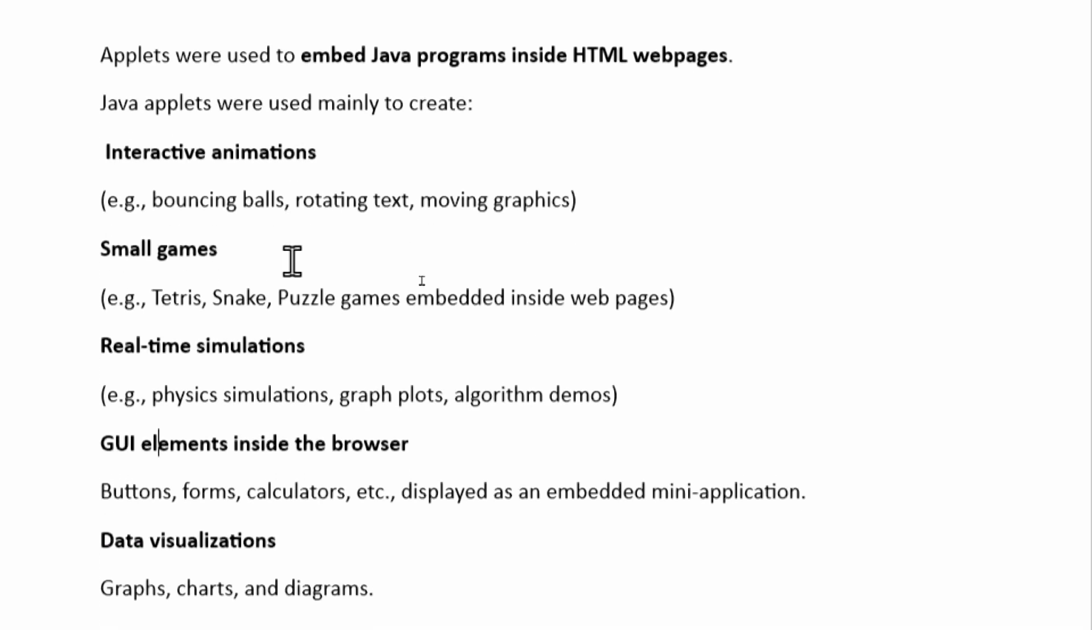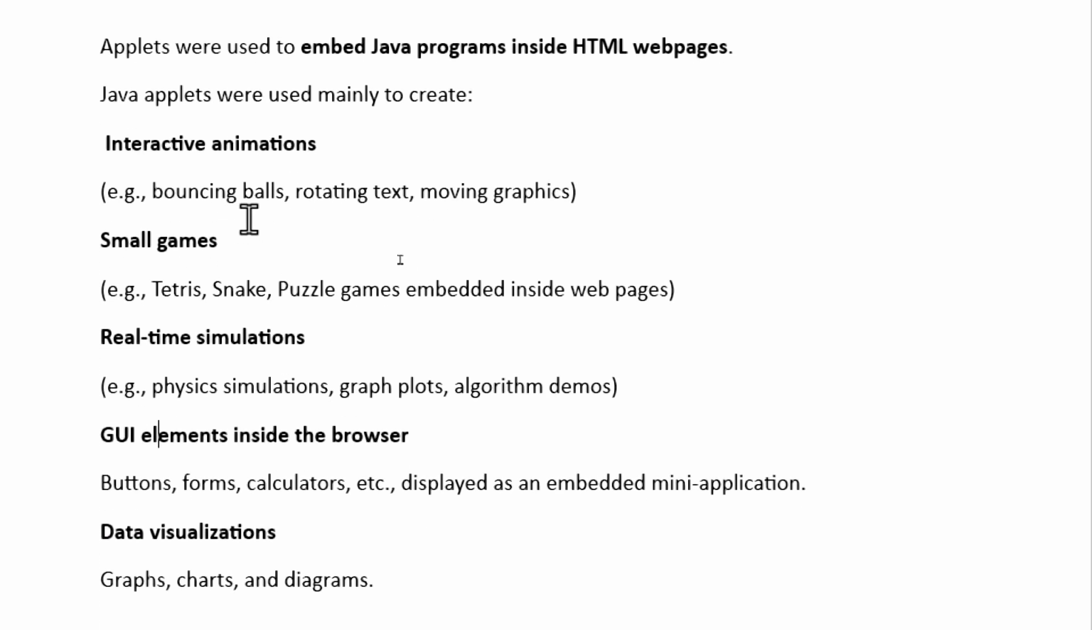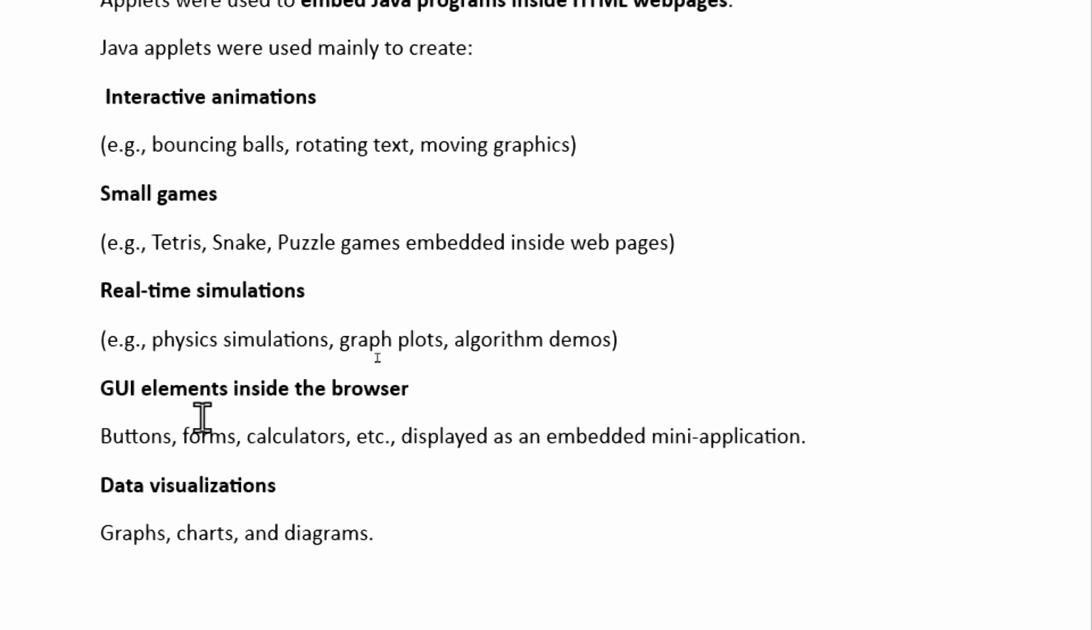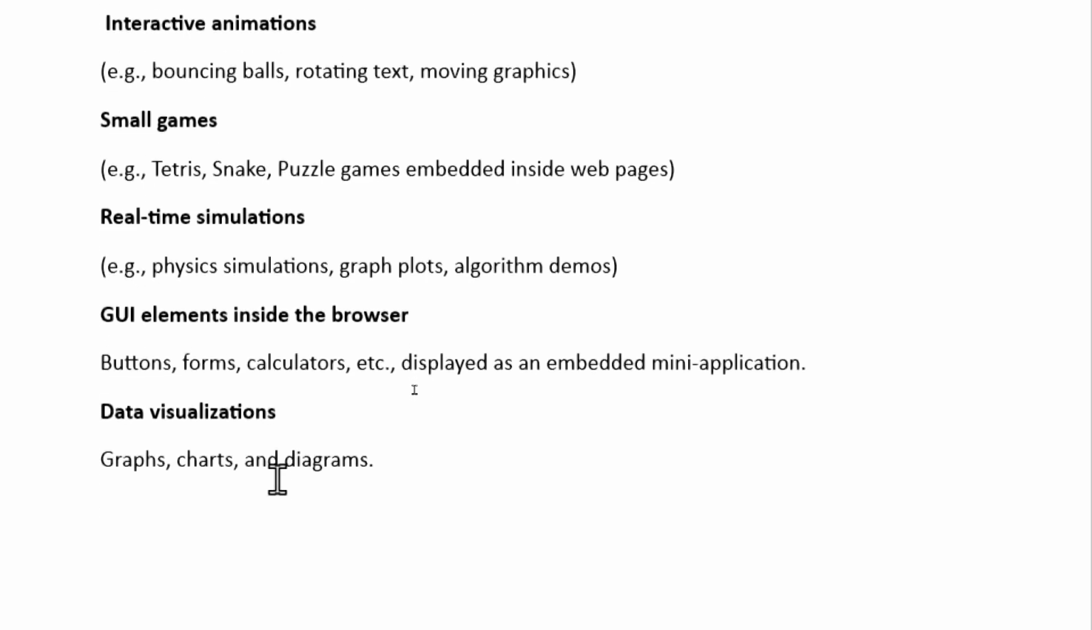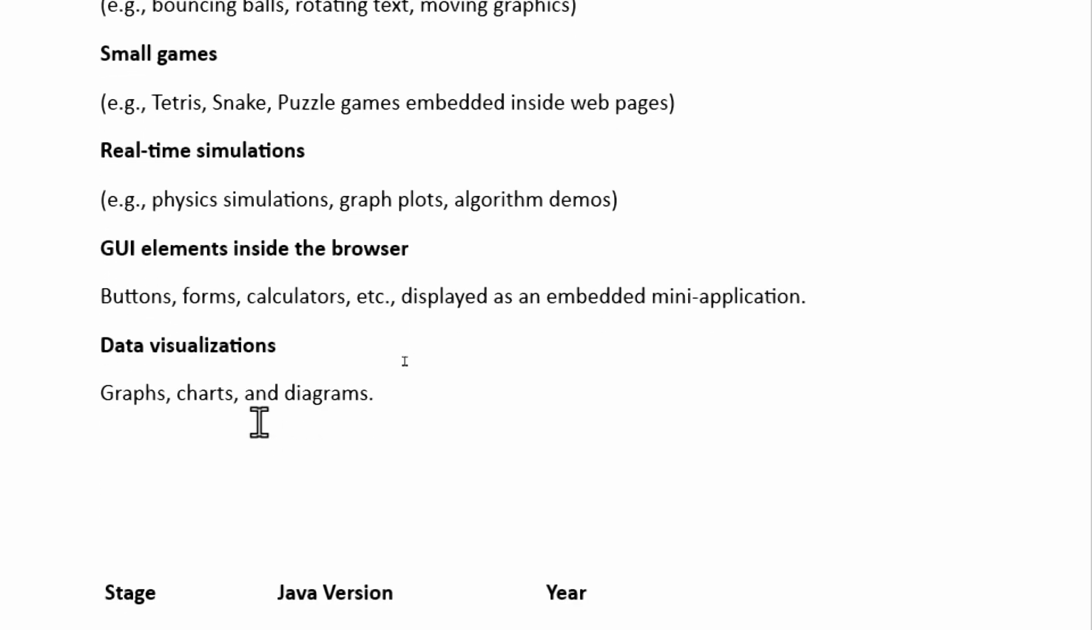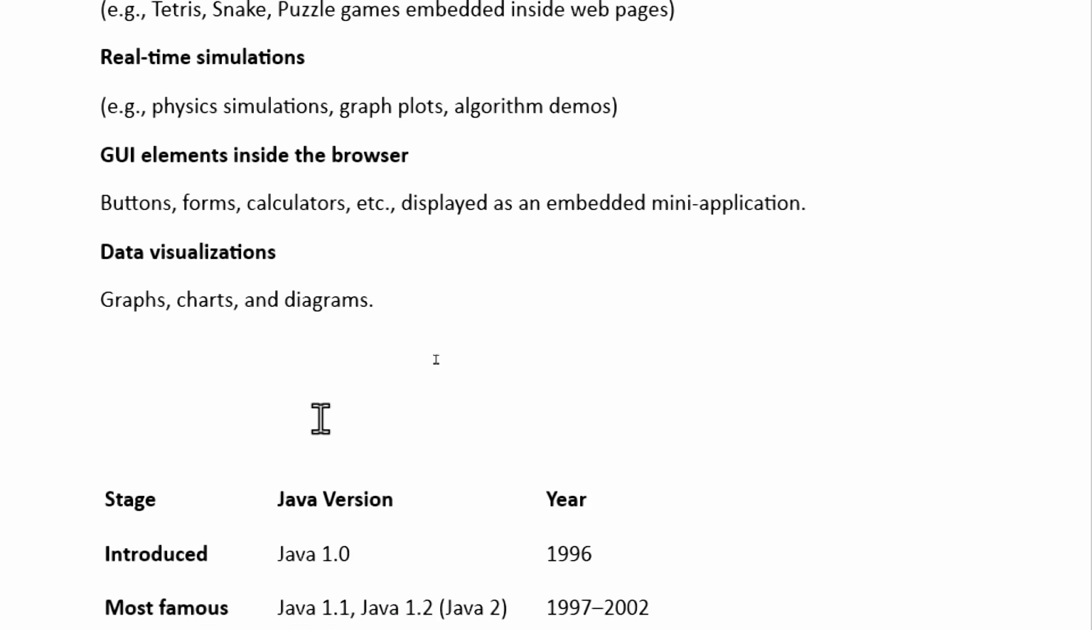The applets were mainly used for animations like bouncing balls, rotating text, and moving graphics, small games like snake and puzzle games, and real-time simulations like graph plots, algorithm demos, and GUI elements inside the browser, that is buttons, forms, calculators, etc. Also data visualization, that means graphs, charts, and diagrams, etc.